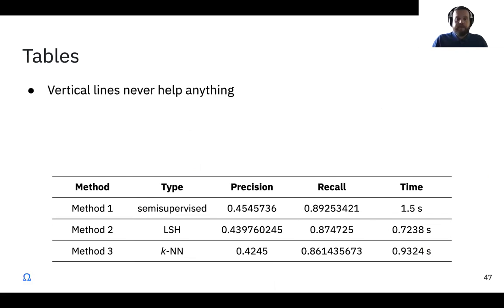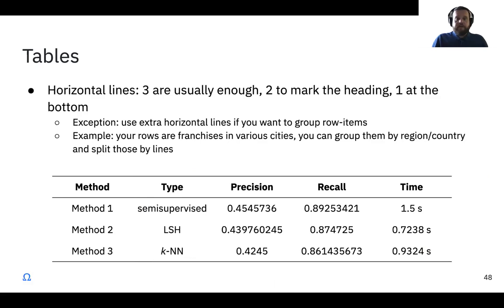You're improving it. Further, when you're using horizontal lines, then using 3 is usually enough. You're going to use 2 to mark the heading. You can even go lightweight and cut the top line, so you only have 2. But you have up to 2 to mark the heading, 1 at the bottom. There is an exception to this rule, and there are exceptions to most of the InfoVis rules. You will use extra horizontal lines if you want to group row items.